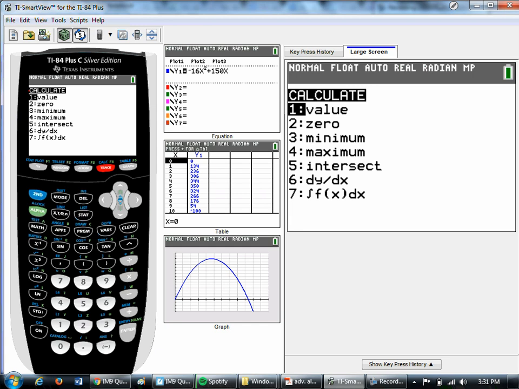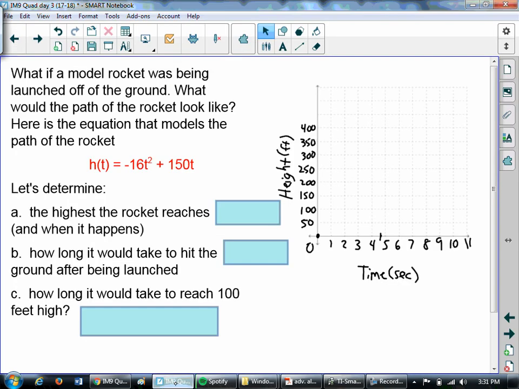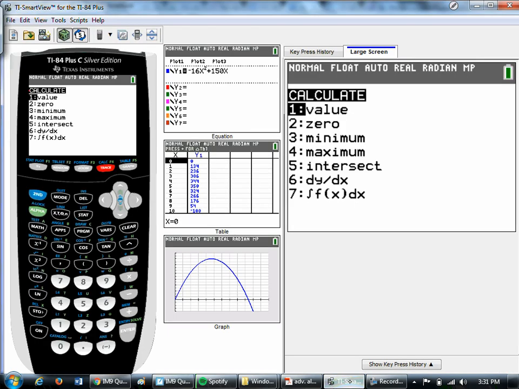Sometimes, or not sometimes, all the time, if a parabola opens up, it has a minimum. And then number 5, we've used number 5 before when we did exponential functions to find the intersection of a horizontal line and an exponential function. We're going to do the same thing for a quadratic. So we're going to use 2, 3, 4, and 5 in what we are doing. All right, so let's go back to the lesson, and it says the highest point the rocket reaches. This is our maximum. So go back to your graphing calculator, and we're going to use number 4.